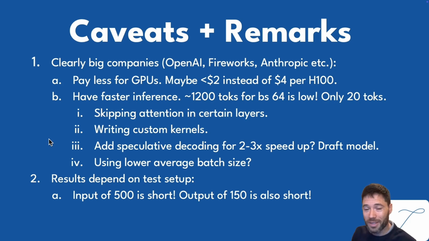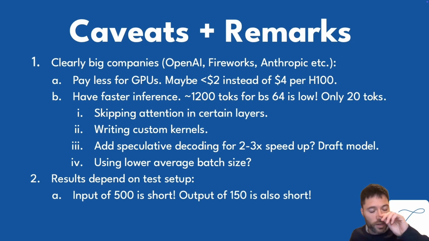First thing to note is clearly big companies, OpenAI, Anthropic, Fireworks, Together, Gemini. I mean, Google is even in a different category because they have TPUs, which probably provide a significant advantage in terms of cost per unit throughput. But generally, all these big companies, if you look at their pricing, you can see, for example, Llama 8B being sold for maybe 20 cents, sometimes even 10 cents per million input tokens.